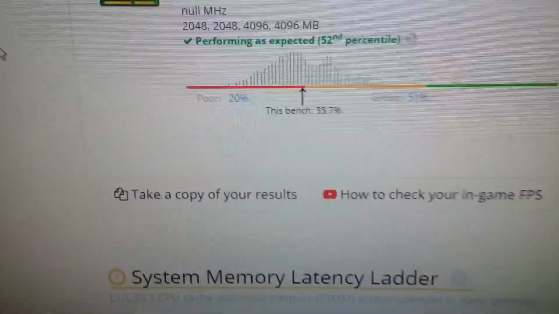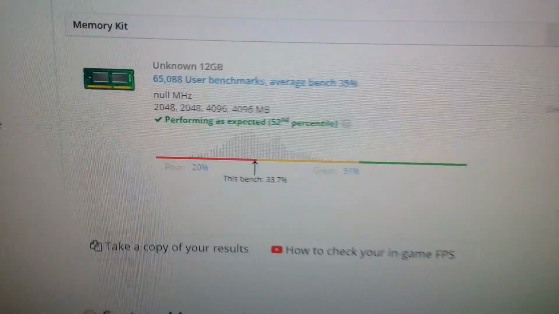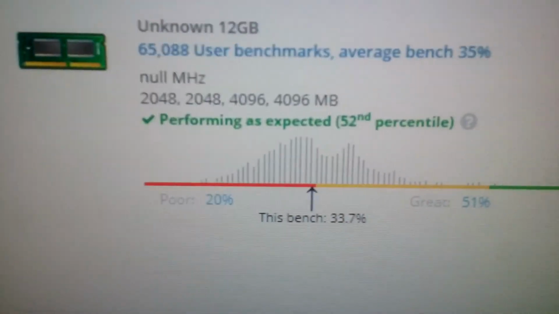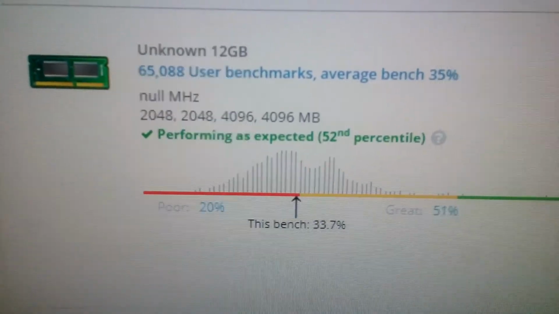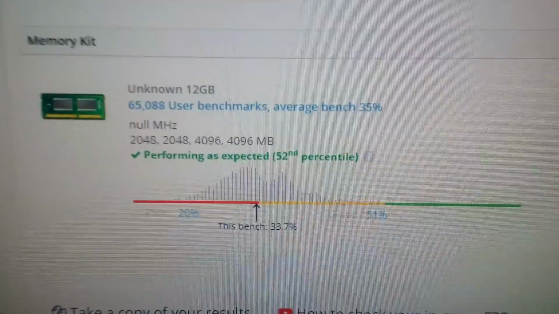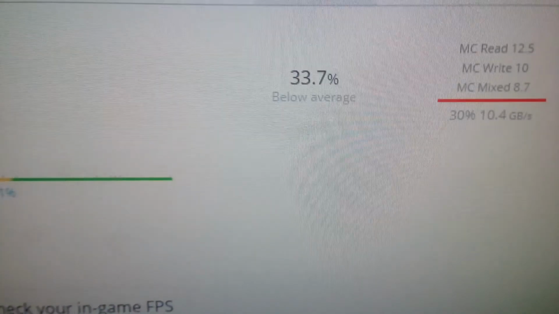And for the memory, since it doesn't have the XMP profile and the timings, as you can see, we have here 4 sticks of memory, as I explained previously, and 52% performing as expected, and the score will be below average.